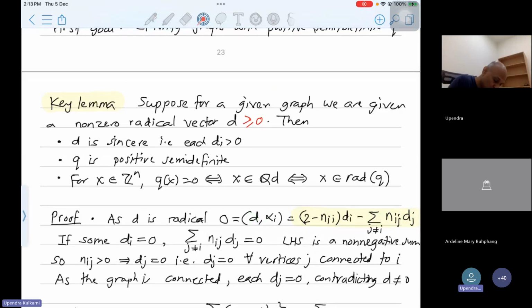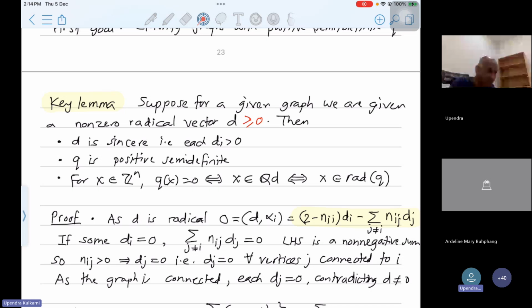So for slot i I got the coefficient 2 minus n_ii times, of course, the scalar coming from d. And in the other slots, I got n_ij's coming with coefficients d sub j. But remember, this is 0, by assumption, because d is a radical vector. That means that this expression is 0. Well, let's look. I want to show that the vector d is sincere, right? That is, in every slot it is non-zero.